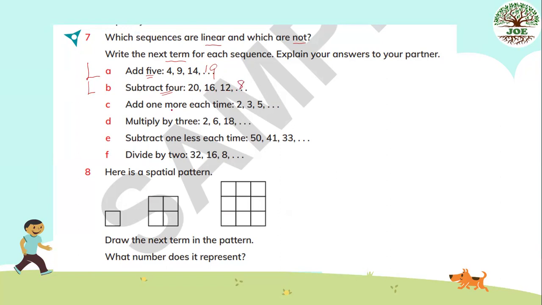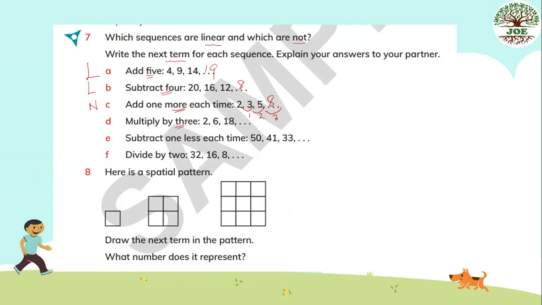C, add 1 more each time. Not the same amount, so non-linear. 3 minus 2 is 1. 5 minus 2 is 3... 5 minus 3 is 2. Next time we have to add 3. 5 plus 3 is 8.